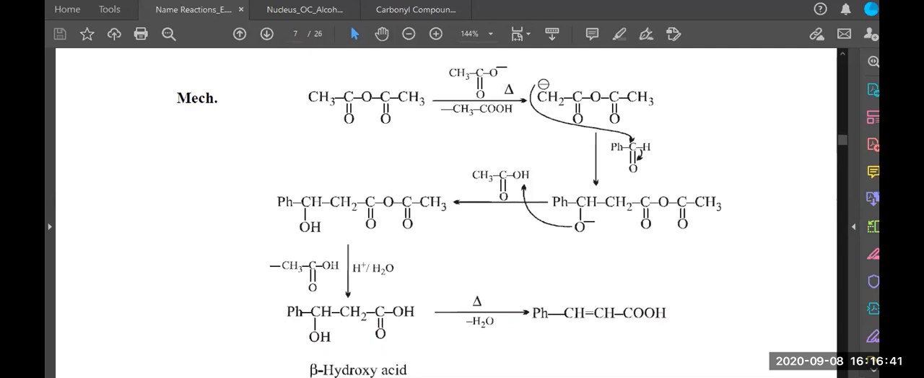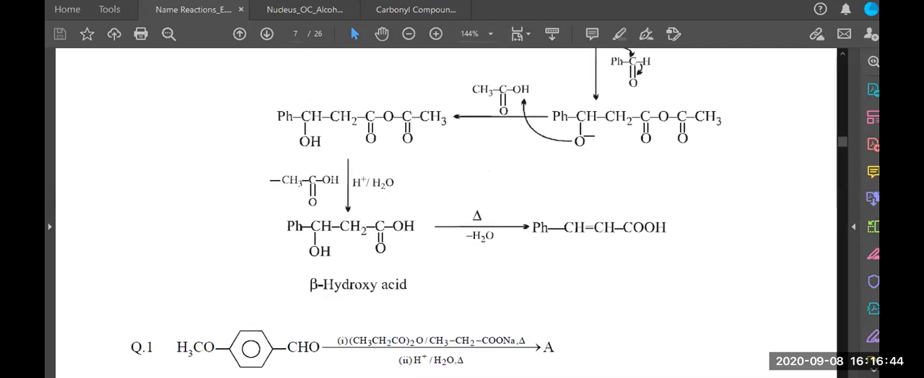Try solving this, everyone. Try solving this. Very good, Amruta. Try solving this.